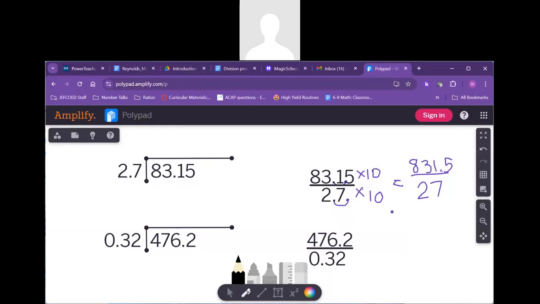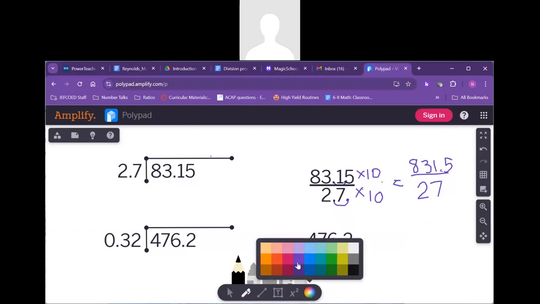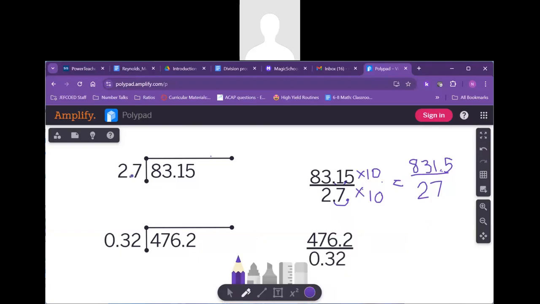Okay. So that's how you get rid of the decimal in a divisor. So I'm going to show it over here. I would just move this. Let me get my pencil back. We're just going to move that decimal over here. And now we treat this number like it is 27. Oh, and then I do the same thing in the dividend.